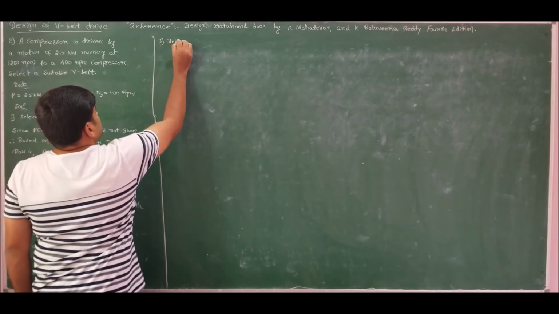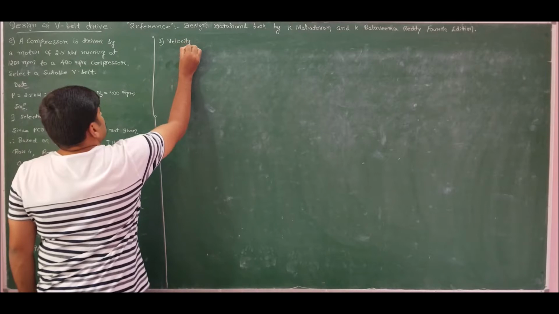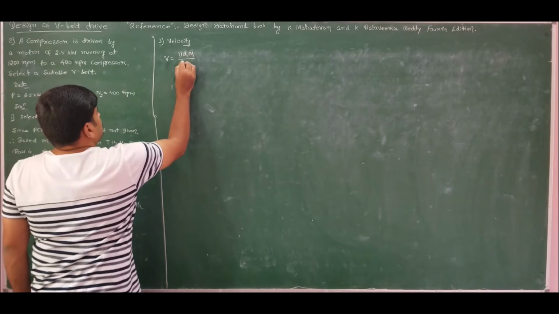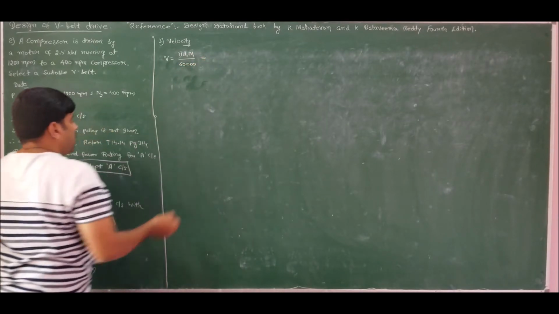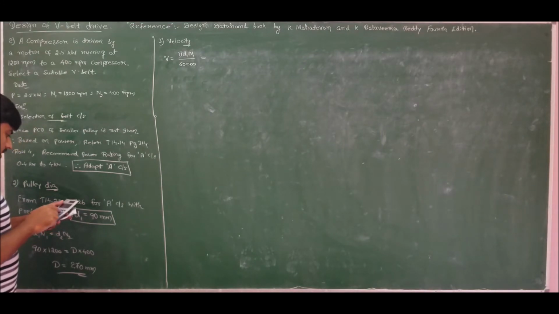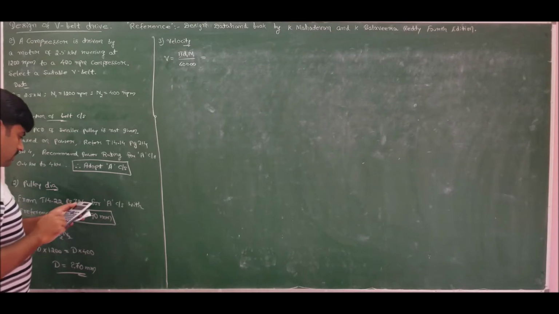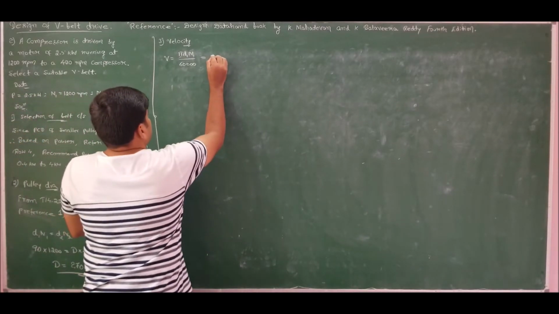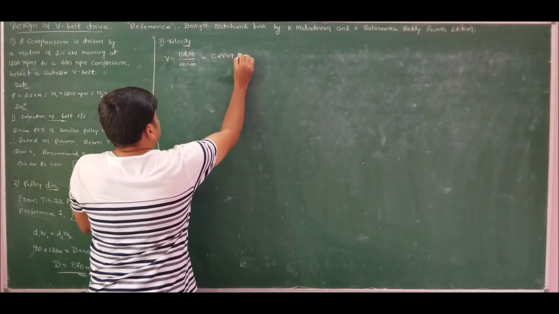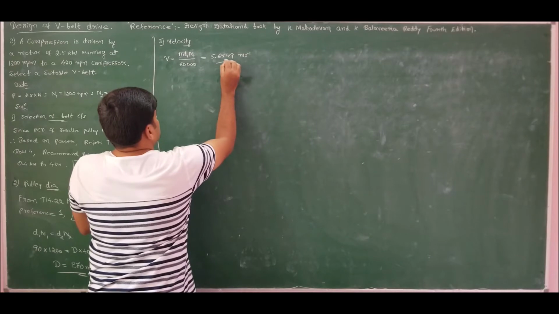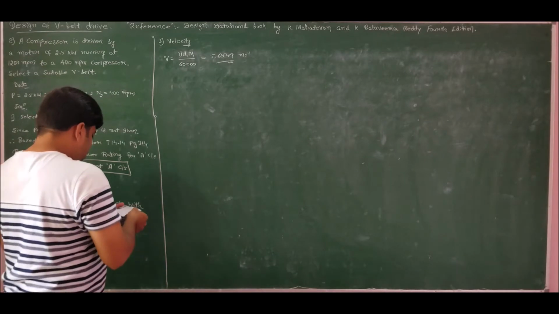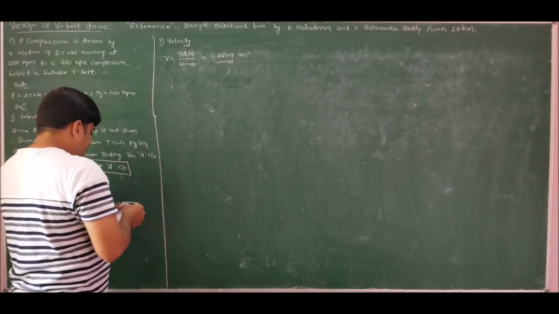Next is to find the velocity. We know that velocity v is given by pi d1 n1 by 60,000. We know all the values. If I substitute and solve, pi times 90 into 1200 divided by 60,000, which is nothing but 5.6549 meters per second. Next, moving ahead to find the maximum power that can be transmitted by one belt.